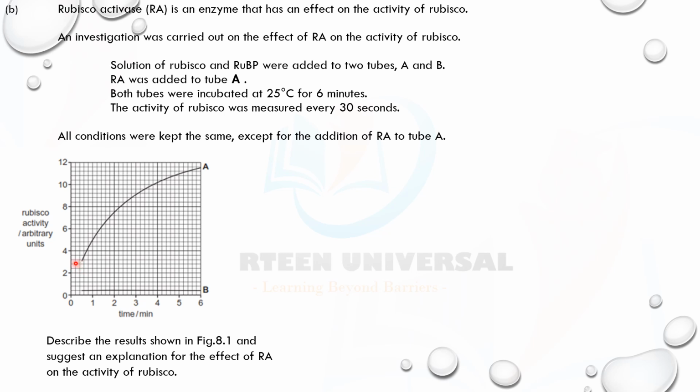This is about 0.4, about 3.8 or thereabout. Then by the time it is 6 minutes, it has increased to about 11.6 activity arbitrary units. So quote the data. But the next thing is explain. Make sure you are solving this question. You're pausing the video and solving it. Explain. What is the explanation?